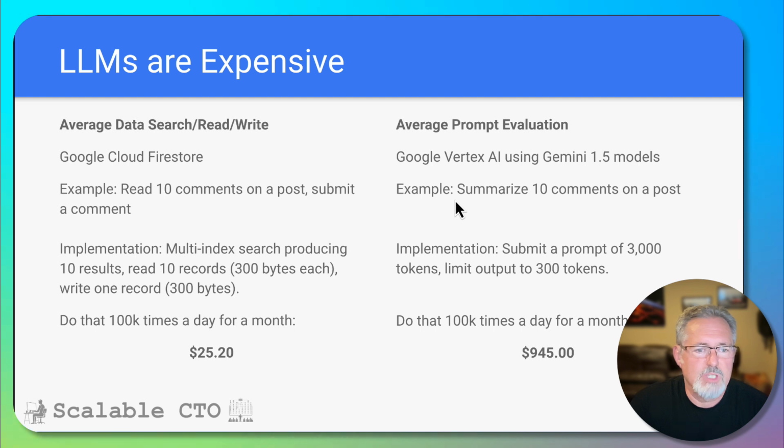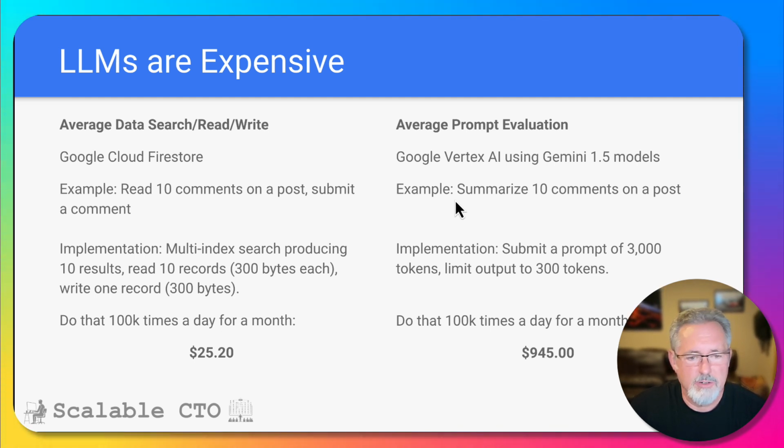So I've taken a sample operation where we're going to read 10 comments on a post, and then we're going to submit one comment and reply to that. On the database side, that's going to use Google Cloud Firestore. We're going to do a multi-index search on an arbitrarily large database. So this could be billions of records. And we're going to produce 10 results. And then we're going to read those 10 records that are, let's say, 300 bytes each. And we're going to write one 300 byte record in response.